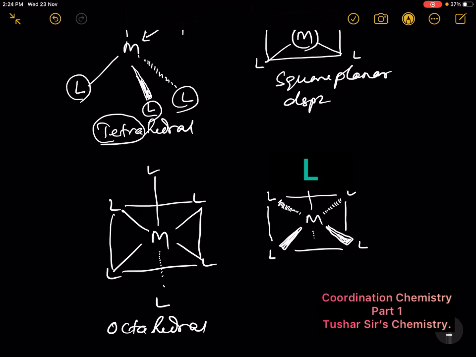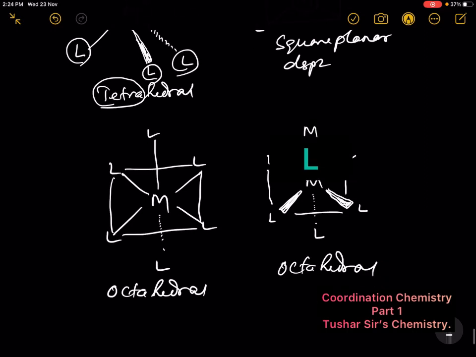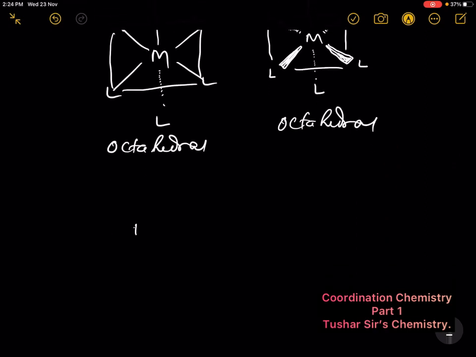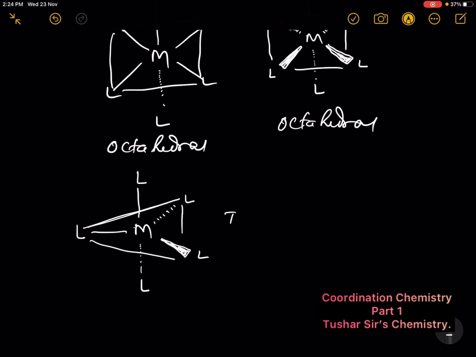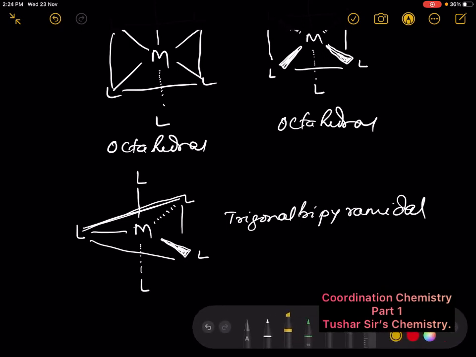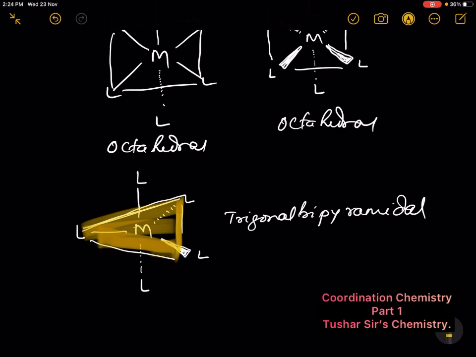Then the metal atom is there, ligand, a plane is made over here, trigonal plane, above it L. This is trigonal bipyramidal, because above this trigonal plane you can make a pyramid, and at the bottom you will also find a pyramid. So this is trigonal bipyramidal.